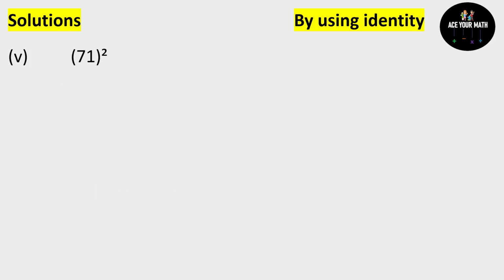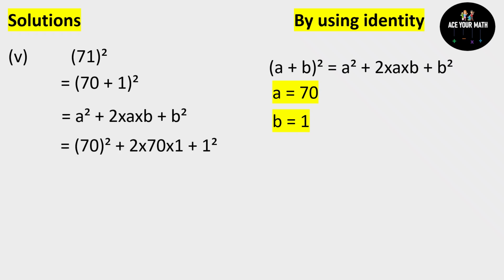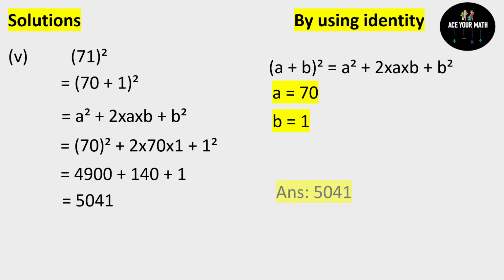Now see the next one, find the square of 71. We are going to use the same identity. You can write 71 as 70 plus 1, which is the (a plus b) whole square form. A is 70, b is 1. Again write down the identity, which is a square plus 2ab plus b square. And now put the values of a and b. So it will become 70 whole square plus 2 times 70 times 1 plus 1 square. Now 70 square will give you 4900, plus 2 times 70 will give you 140, plus 1. And so the square of 71 is 5041.